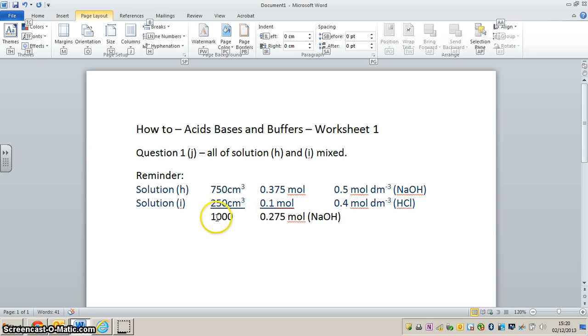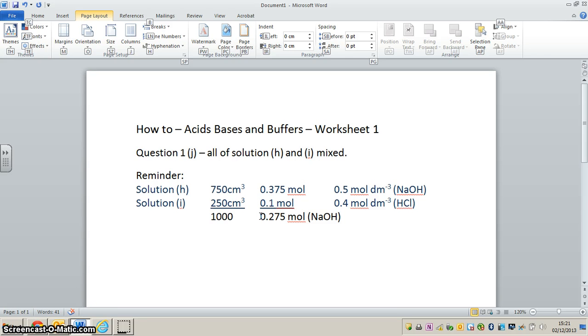If this number was different, we would need to divide this figure by whatever the volume was, to give moles per decimetre cubed. But as it stands, because these two numbers conveniently add up to 1000 centimetres cubed, 1 decimetre cubed, we have 0.275 mole of sodium hydroxide. The concentration in moles per decimetre cubed of sodium hydroxide is 0.275. And we're now in a position to work out the pH.